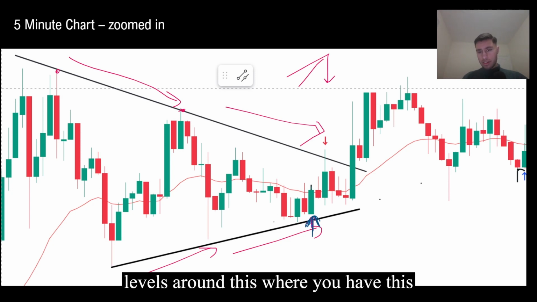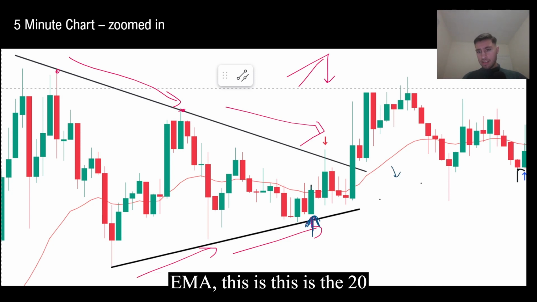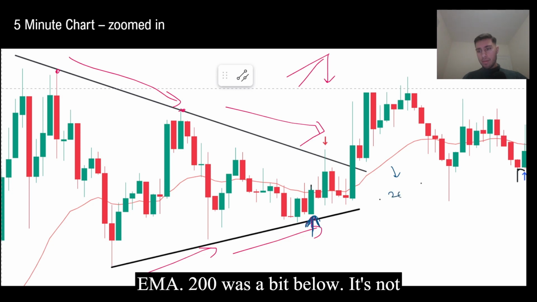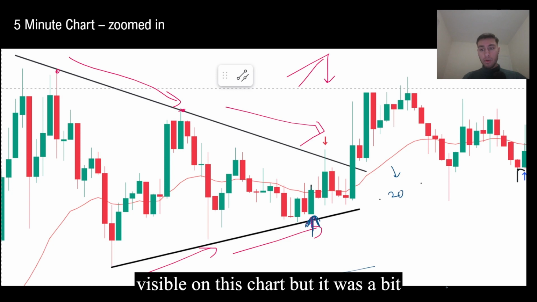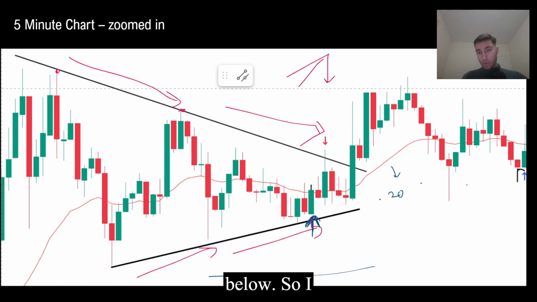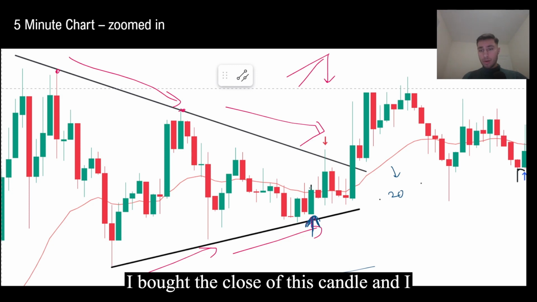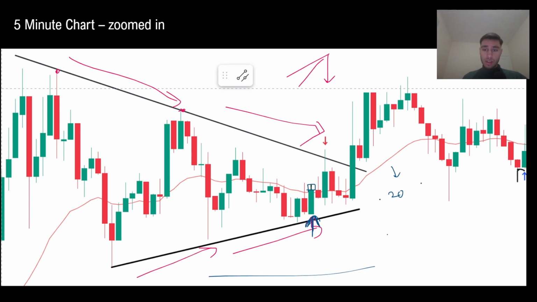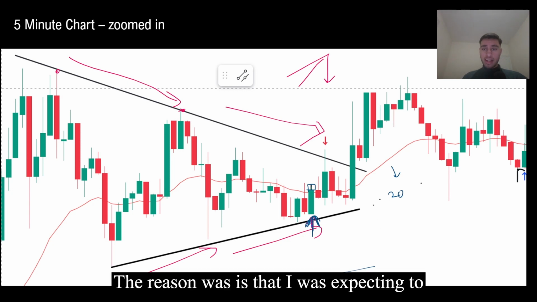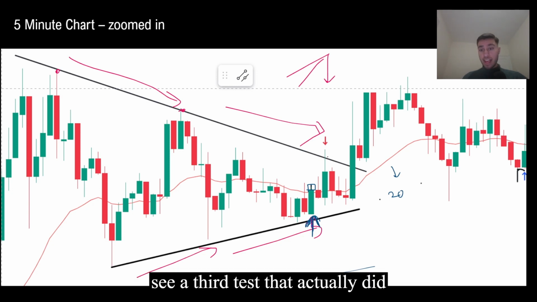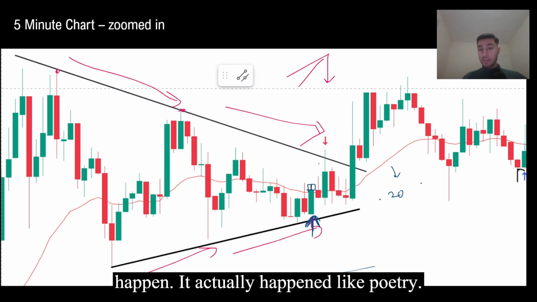There were support levels around this. You have this EMA. This is the 20 EMA. The 200 was a bit below. It's not visible on this chart, but it was a bit below. So I enter the trade on this candle. I bought the close of this candle, and I had a particular reason to do so. The reason is that I was expecting to see a third test. It actually did happen. It actually happened like poetry.